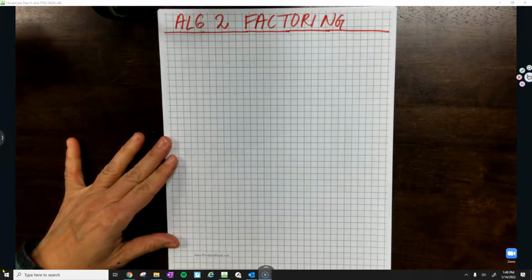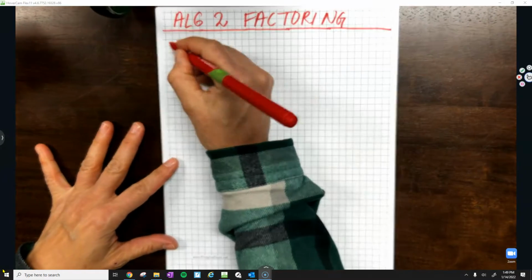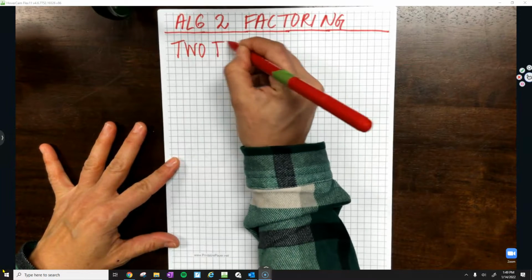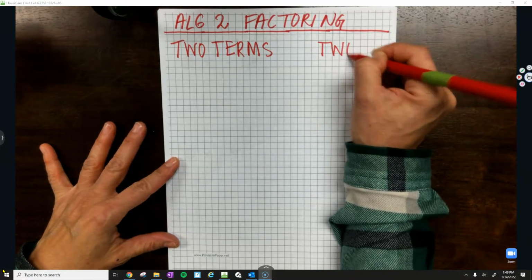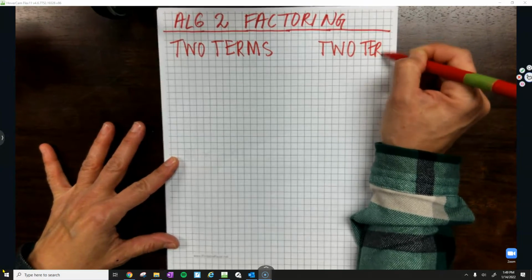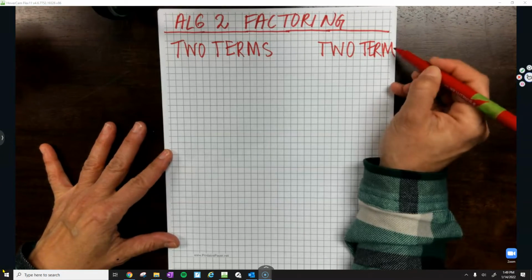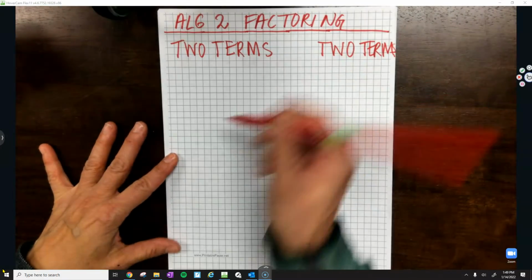You have 4 types of factoring that you have to be responsible for. Some of them are 2 terms, so please write 2 terms up here at the top. And guys, make your first page of notes just like mine. Just let it take up the full front. So there's 2 instances of 2 terms.